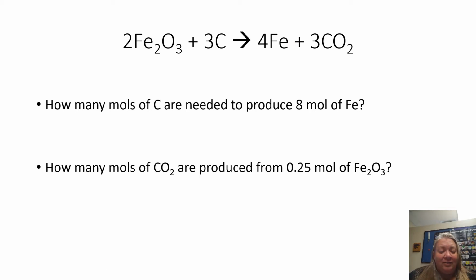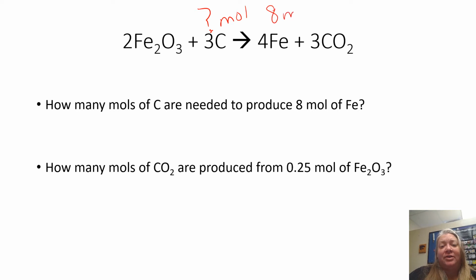So let's see this first example, see how it goes. I'm going to try to write on here. Hopefully it works. It says how many moles of carbon are needed to produce 8 moles of iron. So I'm going to come over here to iron and say I have 8 moles. Now, I only have to look at carbon and iron. That's it. I can ignore the iron oxide. I can ignore the carbon dioxide. I'm only worried about those 2 compounds that are in the question.